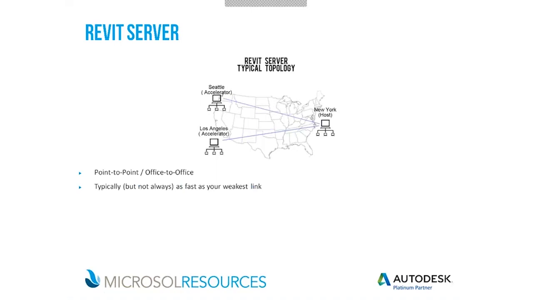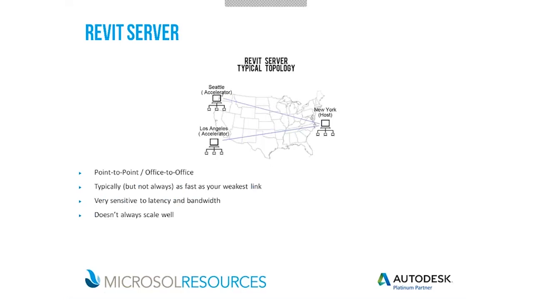In this scenario, if the Seattle accelerator has high latency to New York, this is very likely to affect performance in all three locations. Revit Server is also fairly sensitive to latency in particular, less so to bandwidth, but if either of them tends to be on the slow side, it can impact performance. Again, they can also impact performance across the entire Revit Server network.